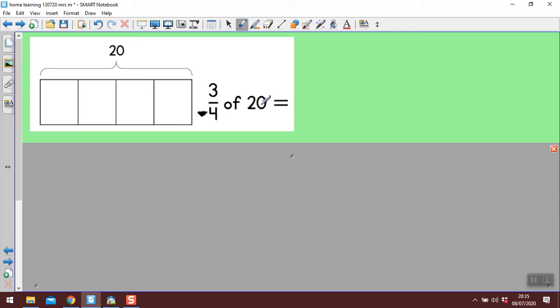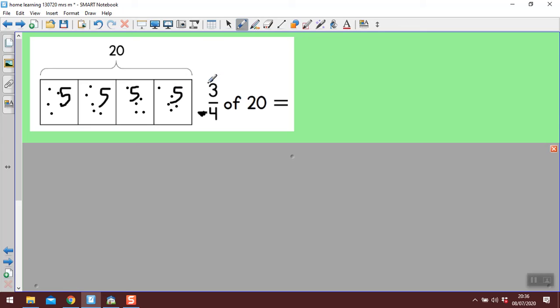I'd like you to share 20 counters into 4 equal sections. Pause the video and do this now. So I could do 1, 2, 3, 4, 5, 6, 7, 8, 9, 10, 11, 12, 13, 14, 15, 16, 17, 18, 19, 20. So I've got 5 in each section. What I could also do to divide 20 by 4 is to count in 4s to see how many 4s are in 20. 4, 8, 12, 16, 20. There's 5 4s in 20, which means that's 5, that's 5, that's 5, and that's 5.